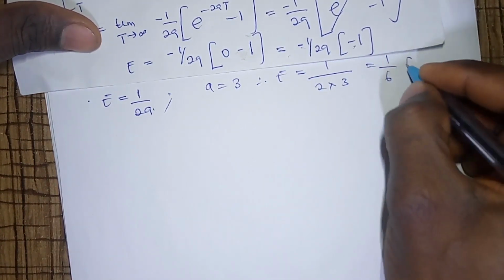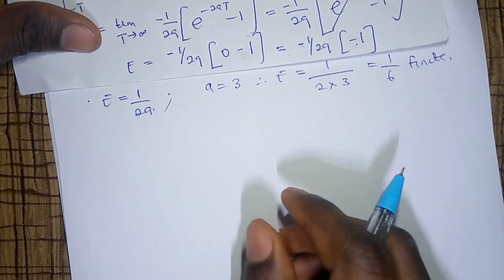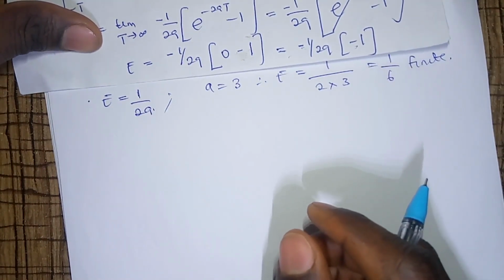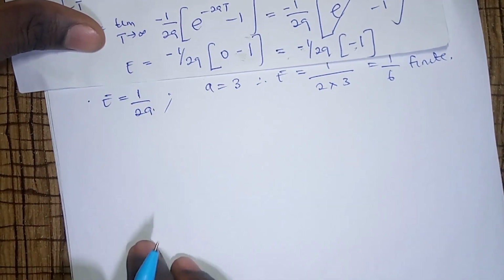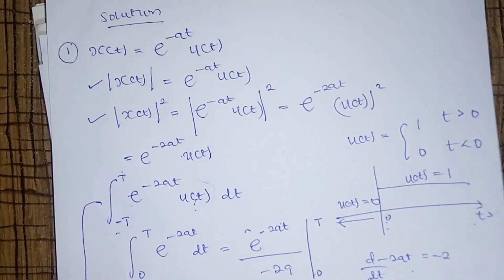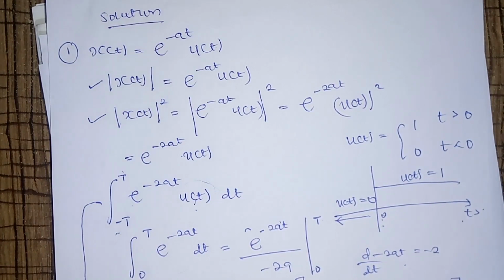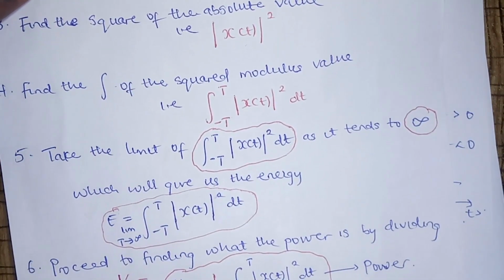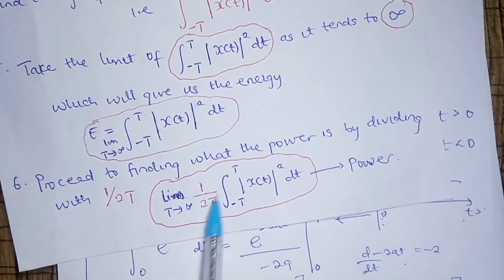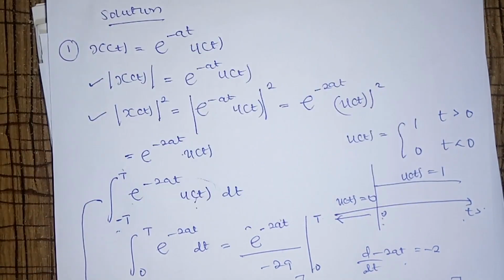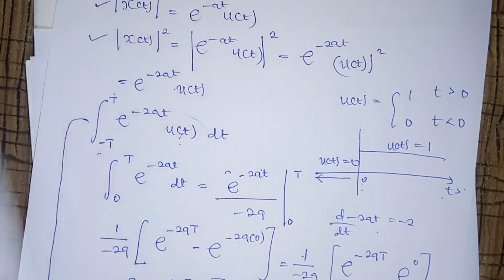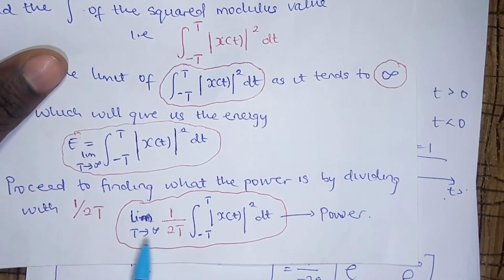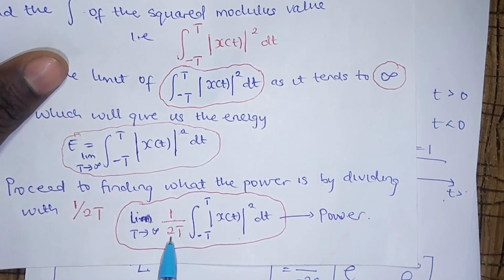Now we know the energy is finite. Good. But we can't conclude that this is an energy signal, because we need to calculate the power. To calculate the power, remember what the formula says: whenever you find the integral, instead of just taking the limit directly, you take it over the range of 1 over 2t. So the power from the formula is the limit as t tends to infinity of 1 over 2t, times the integration.